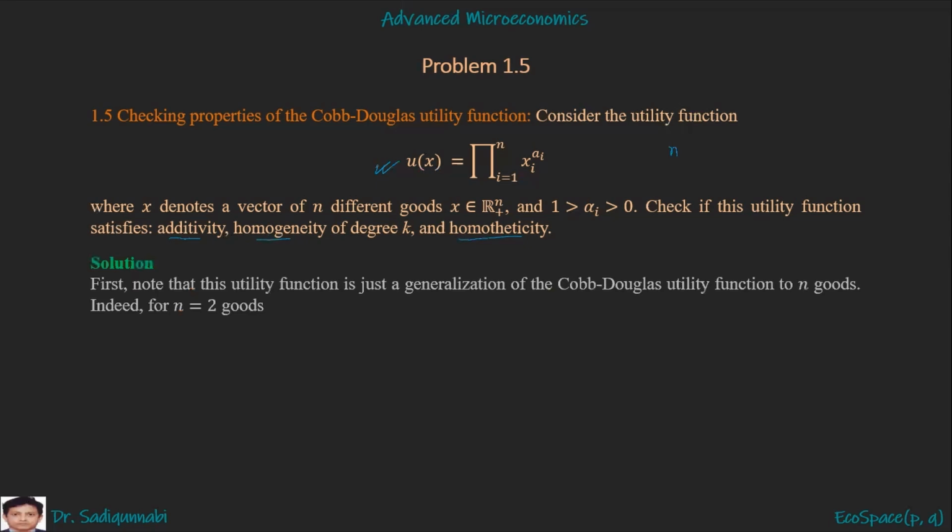In this solution, we can degeneralize the Cobb-Douglas utility function above for two goods for the sake of simplicity. So this is u(x) equals x1 to the power alpha 1 times x2 to the power alpha 2, where both alpha 1 and alpha 2 are positive.